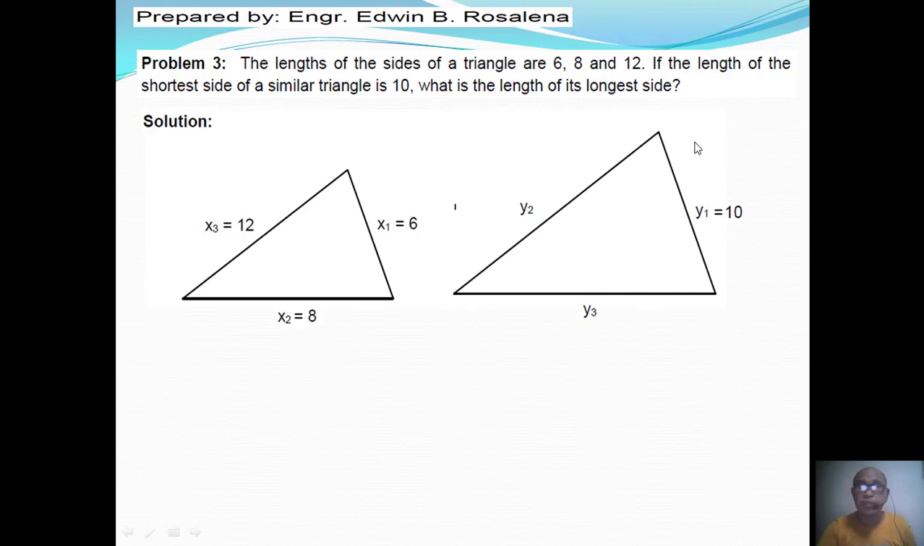So simple. Proportion of corresponding parts. I will just use x1 over x3, because I made a mistake here. Wait, there seems to be an error. Oh, I made a mistake on the last one. Maybe I was in a hurry. Okay, interchange, this is y3, this is y2. So this is y1, y3, y2, and x1, x3, x2, the longest. So, we can have x1 over y1 equal to x3 over y3. Change this to y2. So, we have y3 equal to 20.